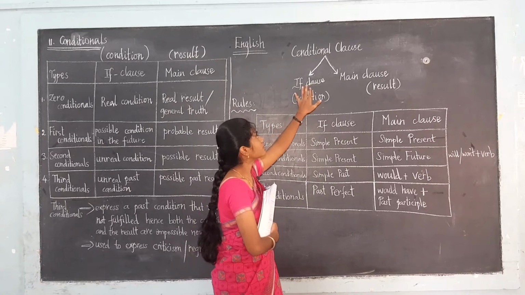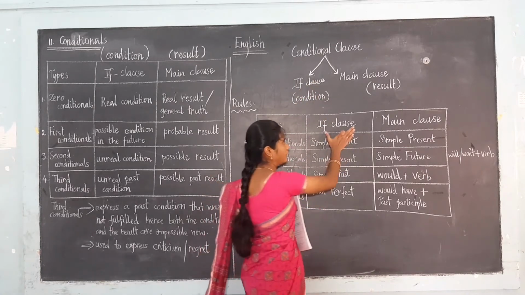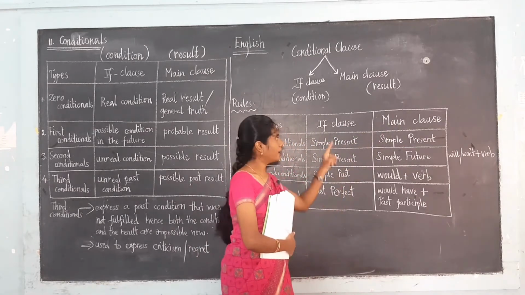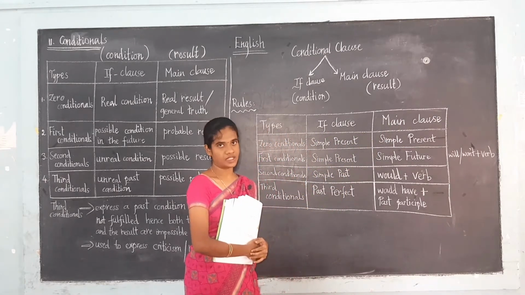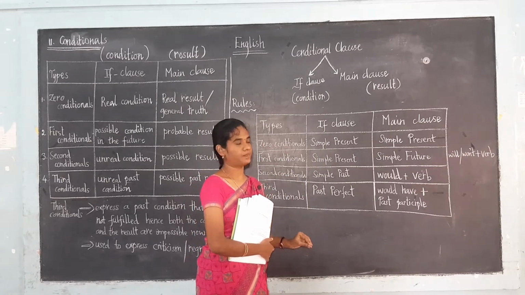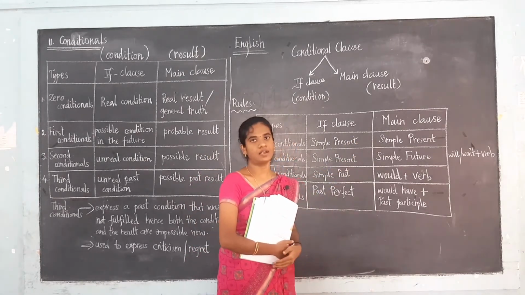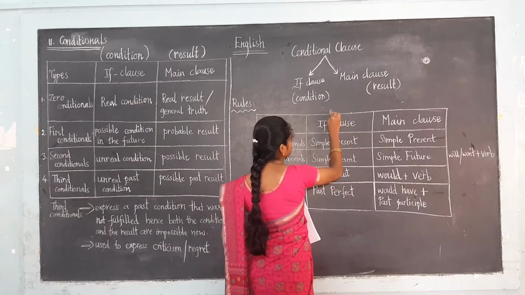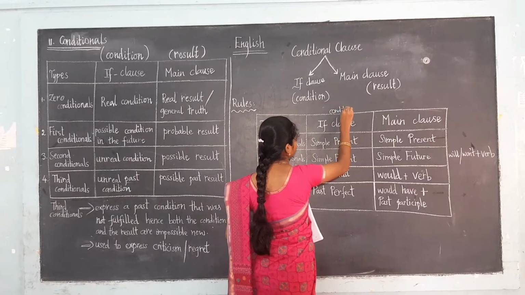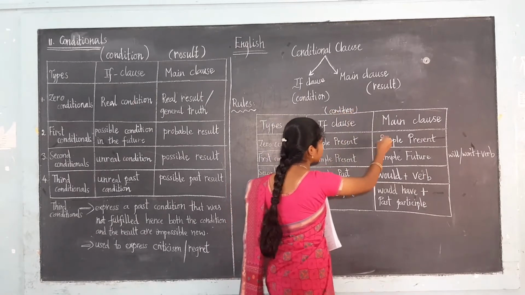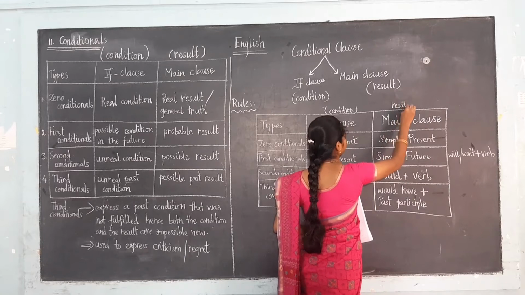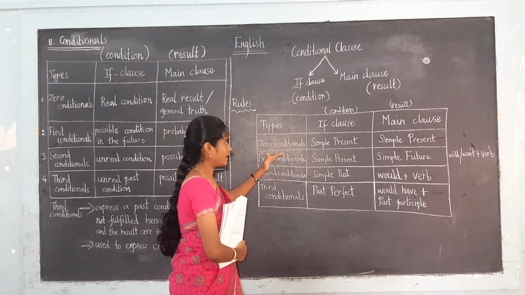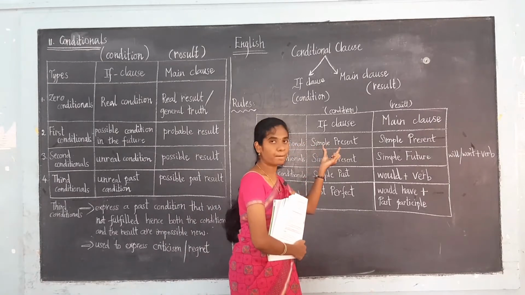See here, the conditional clause consists of an if clause and the main clause. In the sentence there will be an if clause and a main clause. The if clause refers to a condition, and the main clause gives the result of the condition. You have to keep in mind that the if clause refers to one condition and the main clause states its result.